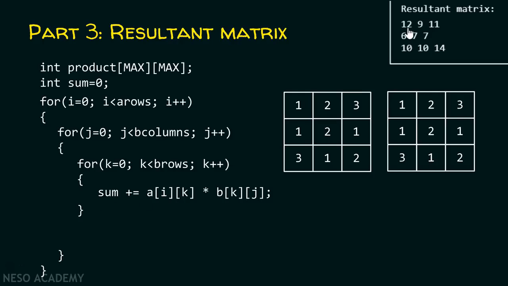And now we have to store this value in this product matrix. Therefore the next step is to store this sum inside product[i][j]. That is product[0][0], that is in the first row and first column. After that sum will get initialized to 0 and the same process continues. Now let me combine all these parts together and execute the program.